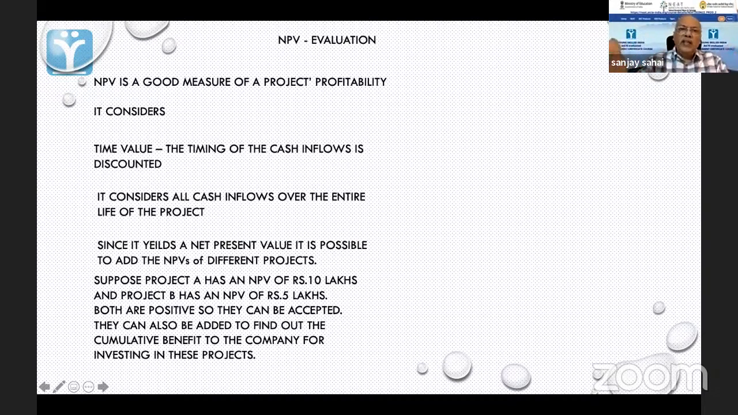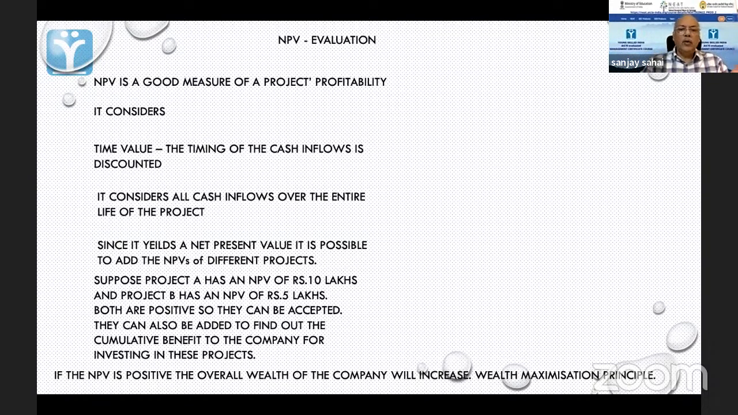There are many advantages of doing this. And since the whole thing is available so easily in Excel, it makes a lot of sense to use it. Now, remember that if the NPV is positive, the overall wealth of the company will increase. That's the wealth maximization principle. That's the basic thing which we discussed in the first unit itself. We said that whenever strategic decisions are made, if the goal is wealth maximization, the decision has to result in an increase in the value to the company. And that can only be figured out in terms of NPV.